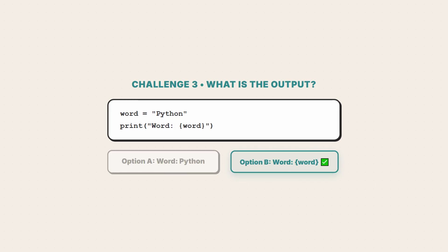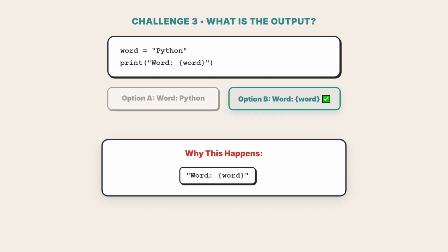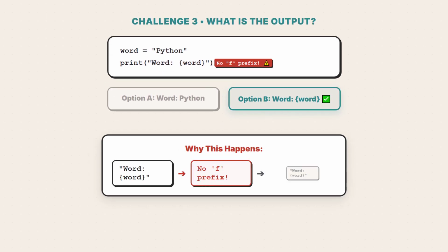Ready? The answer is option B, word. Because we did not place the letter F before the opening quotation mark, Python treated the curly braces as normal text.